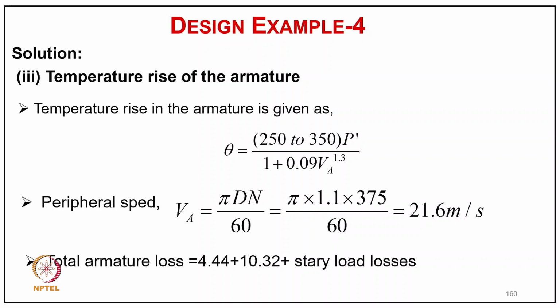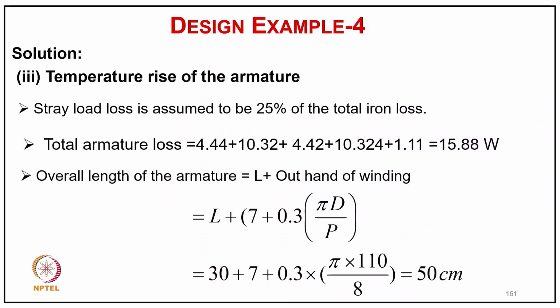So temperature rise in the armature is θ equal to 250 to 350 B dash divided by (1 plus 0.09 V_A) to the power 1.3, where V_A is the peripheral speed, π D N, and it comes to 21.6 meter per second. Total armature loss is the addition of 4.44 plus 10.32 plus stray load losses. So stray loss is assumed 25% of total iron loss. So total loss, by adding all values, comes to 15.88 watt.